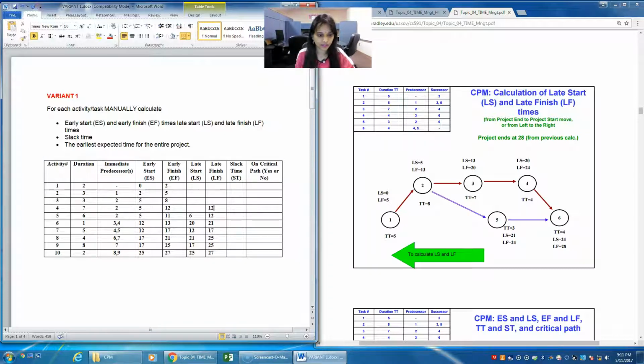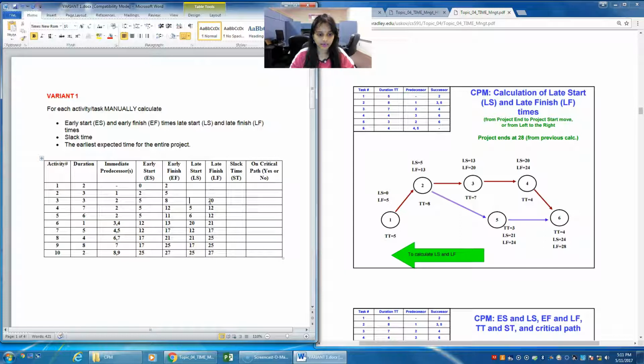So you'll pick 12. So you can see for 6 it is 20, for 7 it's 12. So you'll send the late start value of 7 as late finish for 4. So 12 minus 7 is again 5. And then again 3. Now 3 acts as a predecessor for 6 and its late start value is nothing but 20.